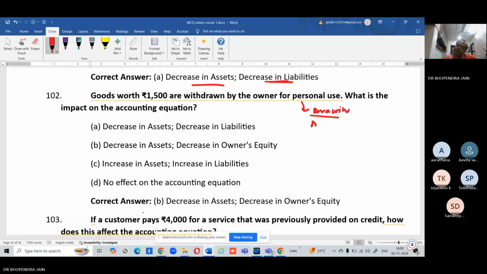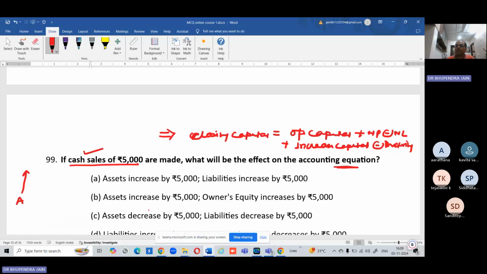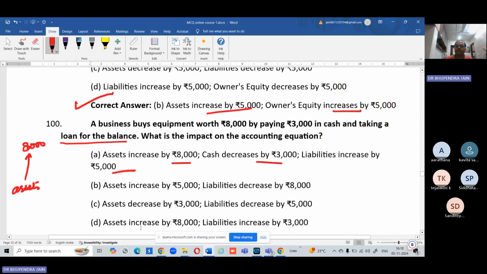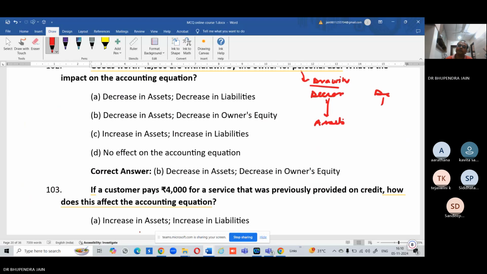So what will happen? Decrease in current assets, decrease in assets, sorry. Or whenever you draw the amount, now check the closing capital, definition of closing capital: opening capital plus net profit minus net loss plus further issue of capital and minus drawing. What does drawing do? Minus. So what will happen? Decrease in assets. Sorry, decrease in owner's equity. Decrease in assets as well as decrease in owner's equity.